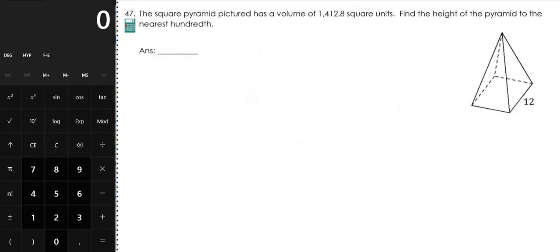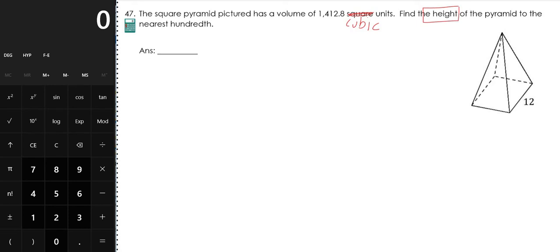47. The square pyramid pictured has a volume of 1,412.8 square units. Let's fix this. It should not say square. It should say cubic units. That's an error. So the square pyramid pictured has a volume of 1,412.8 cubic units. Find the height of the pyramid to the nearest hundredth.